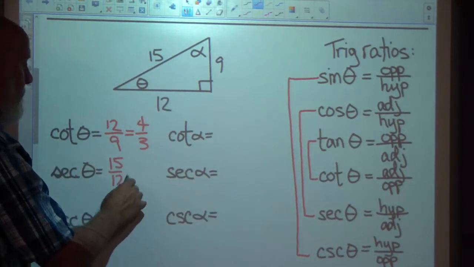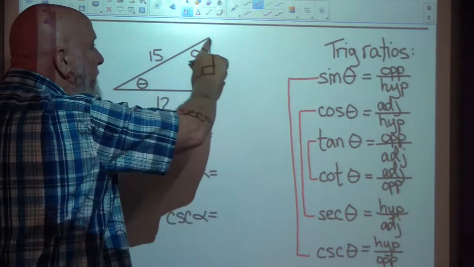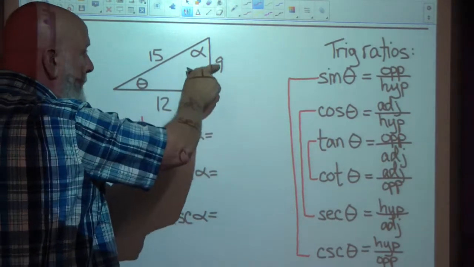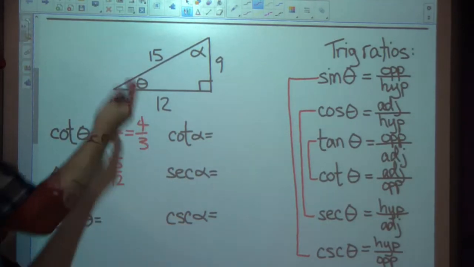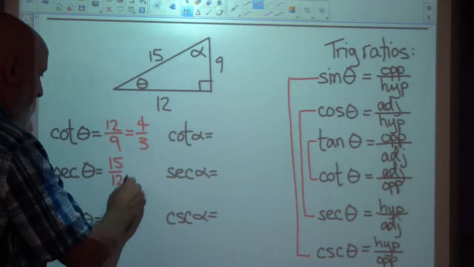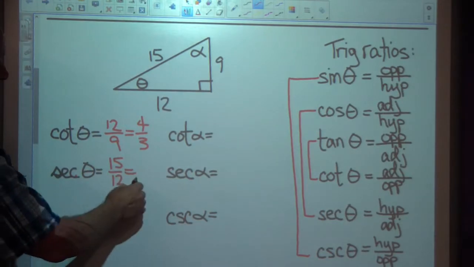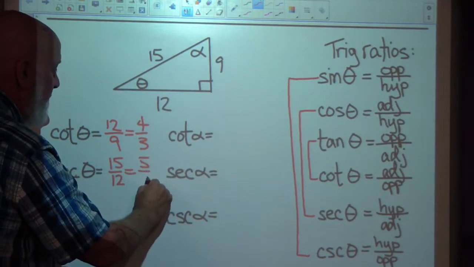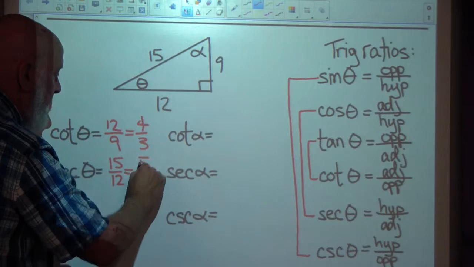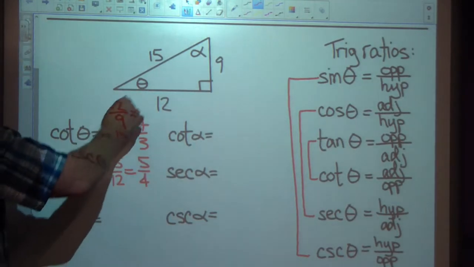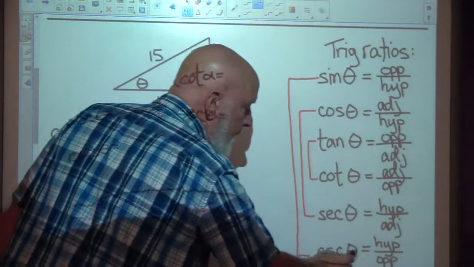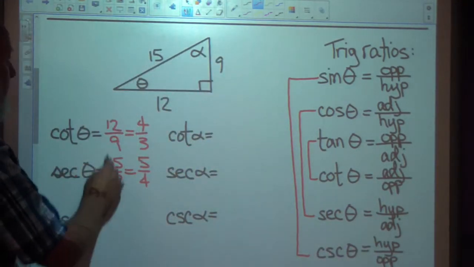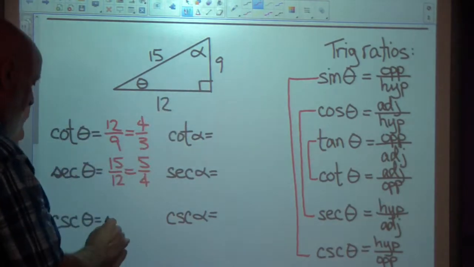Adjacent means next to. Opposite means on the other side of this triangular room from this corner, so to speak. Adjacent means right next to, like the room adjacent to mine is Miss Yeager's. We can divide the top and bottom of this by 3. That will give me 5 over 4 if I haven't made any arithmetic mistakes. And the cosecant is hypotenuse over opposite by definition. Cosecant, hypotenuse over opposite. So I'm going to go hypotenuse over opposite, 15 over 9.